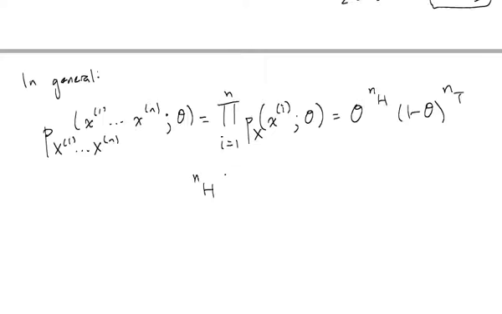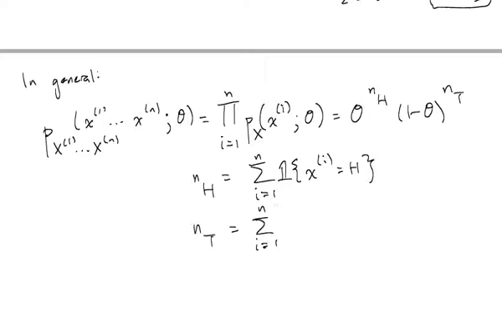So n sub h, the number of heads, is given by the sum from i equals 1 to n of the indicator function of whether the ith training data point is equal to heads. The number of tails is very similar: I sum over all the training data points and look at the indicator function for whether the ith training data point is equal to tails. A different way to do this would be to say that this is just n minus the number of heads. This thing here is a likelihood. Once we treat the training data as fixed, this is just a function of theta, so L of theta.